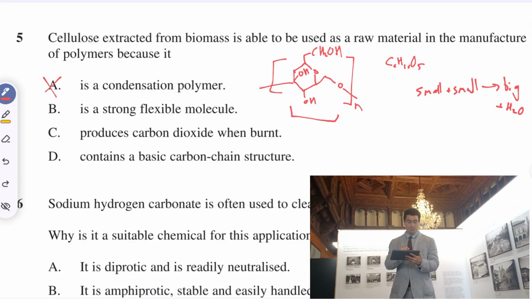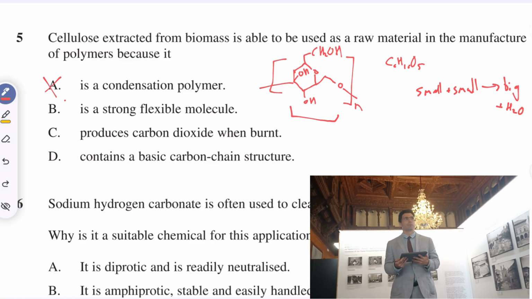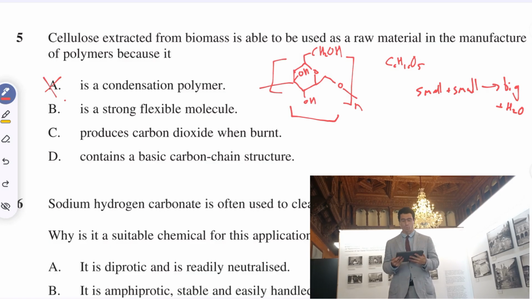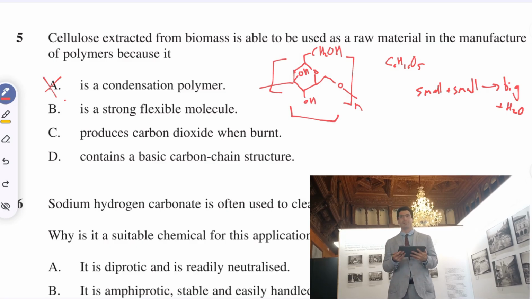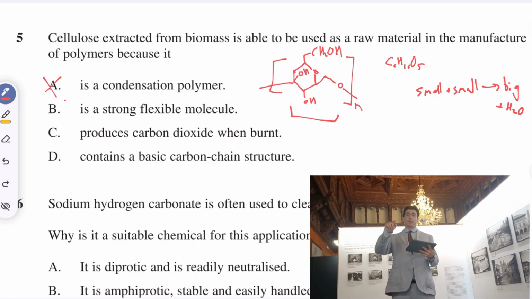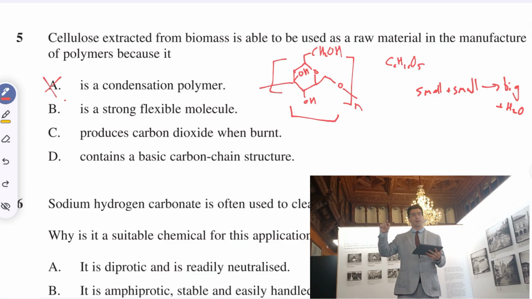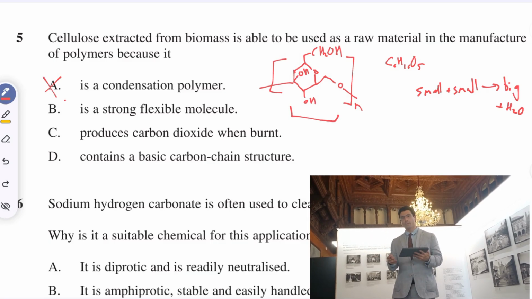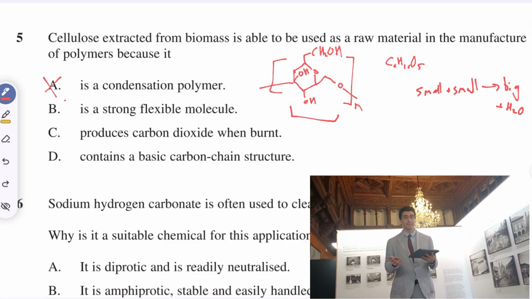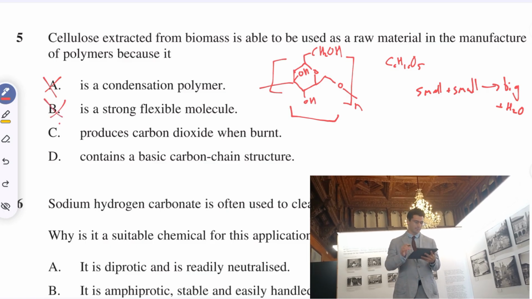So it is true that cellulose is strong and flexible. Anyone who's ever seen wood, for example, will know that it's strong. Anyone who's ever used cotton knows that cellulose is strong. In fact, cotton, I think, has the highest proportion of cellulose of any other material. It's, I think, almost 98%. So again, B is true, but it's not the correct answer.